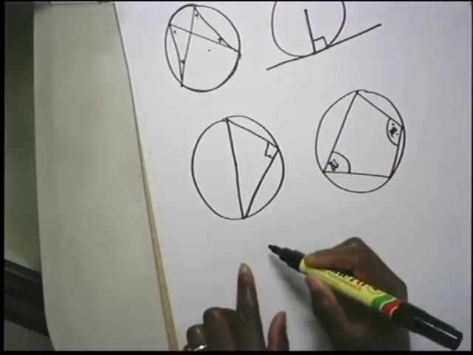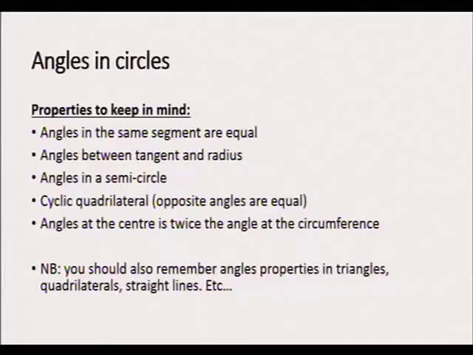And then the angle at the center is twice the angle at the circumference.